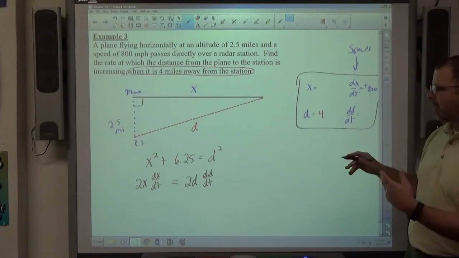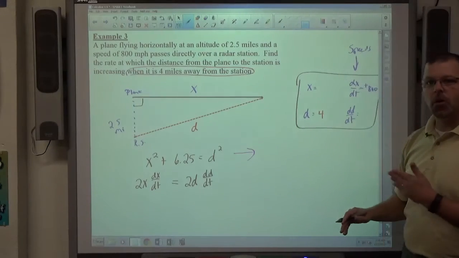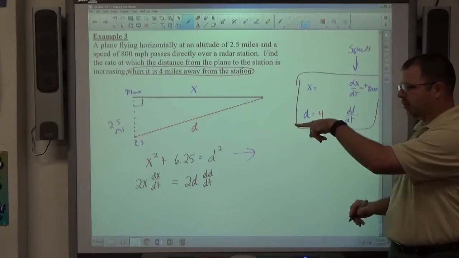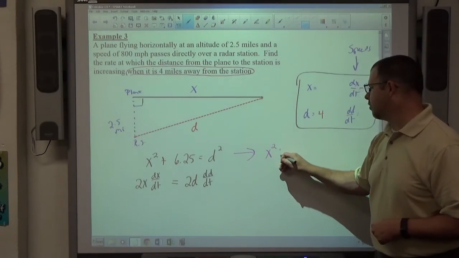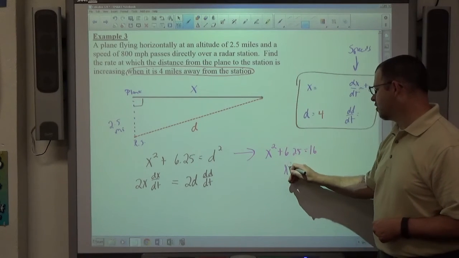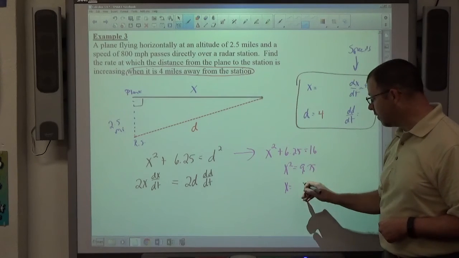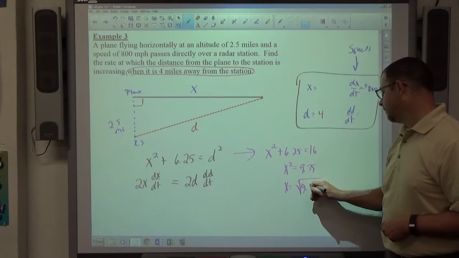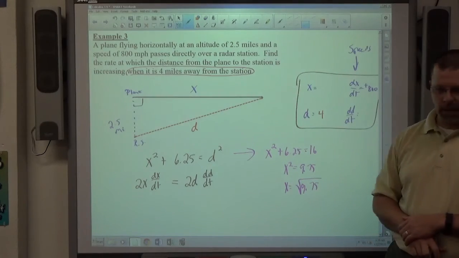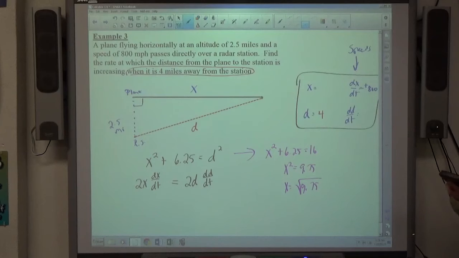So again, I have the capacity, using this equation. The specific moment in time we care about is when d equals 4. So if I take my equation, x squared plus 6.25 is equal to 16. That means x squared is equal to 9.75, which means x is going to equal the square root of 9.75. Get out my trusty calculator here. Square root of 9.75. My calculator says it's 3.1225.